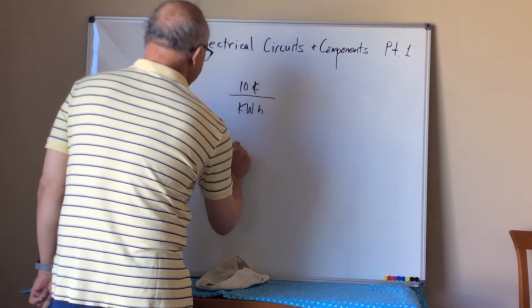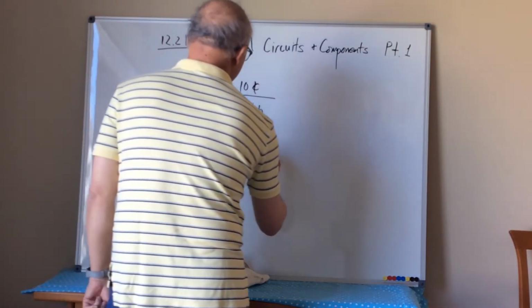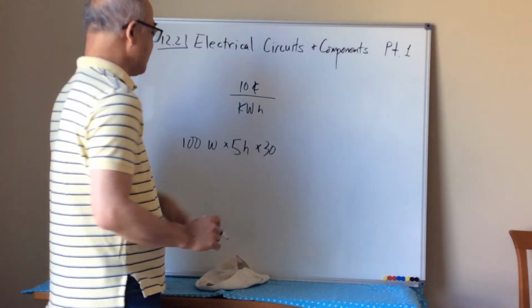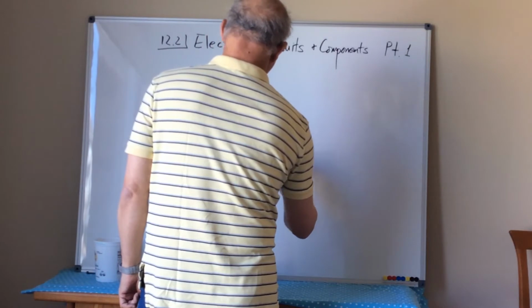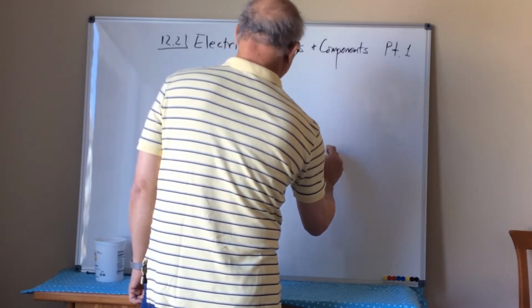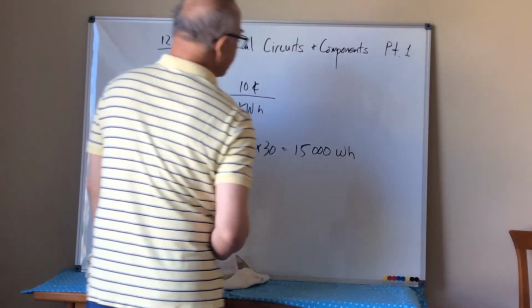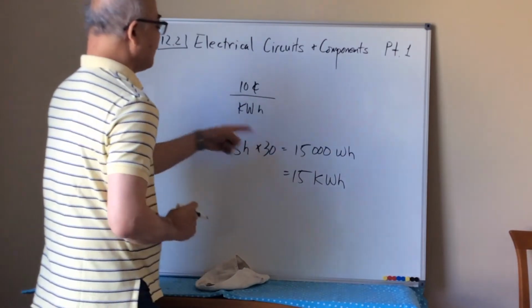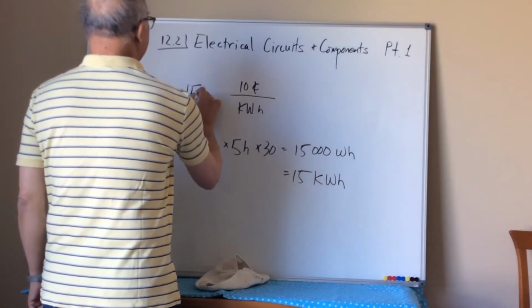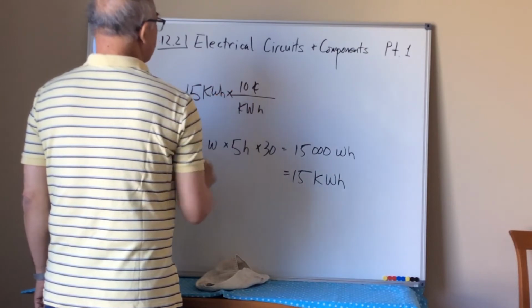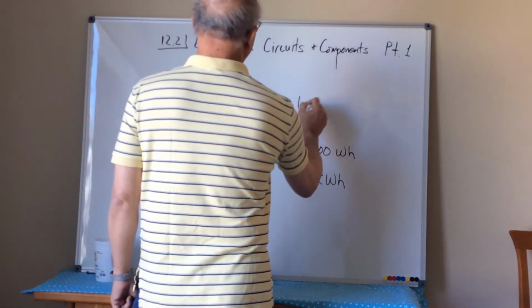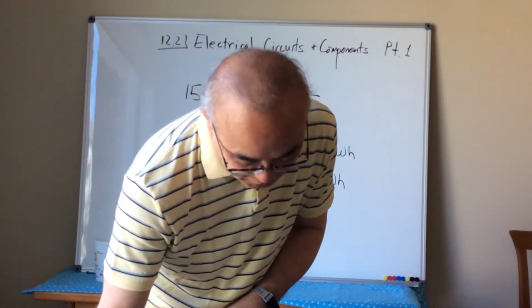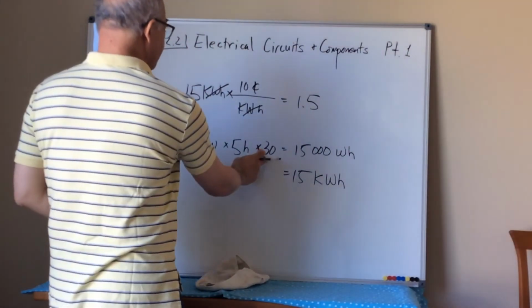So you have 100 watts times 5 hours, and you're doing this for 30 days, so each day you're doing that, times 30. This is going to be equal to what? We have 15,000 watt hours, which is the same as 15 kilowatt hours. Multiply that by 10 cents, these cancel out, and you're going to get $1.50. Oh, $7.50. What am I missing here? Oh, it's 30 nights, not 10. Oh, 30 nights.